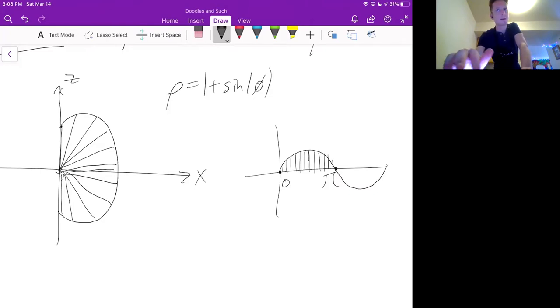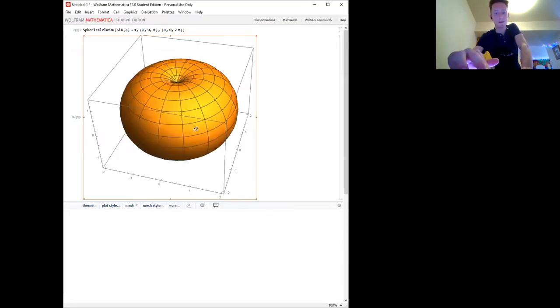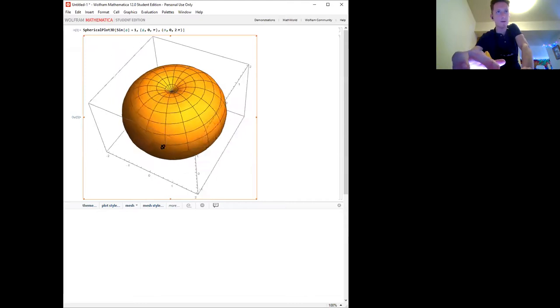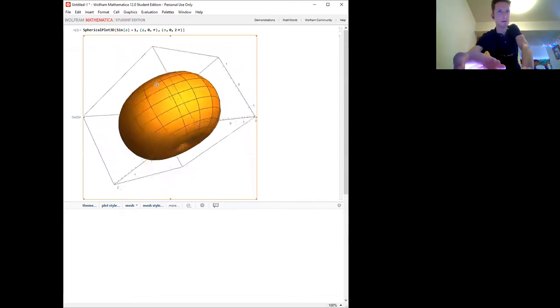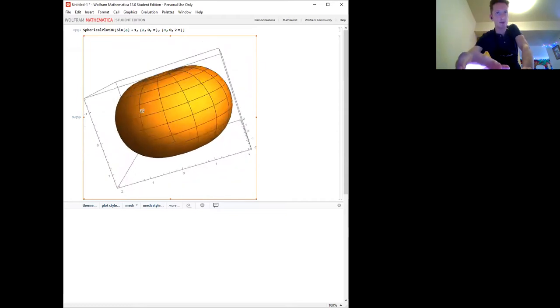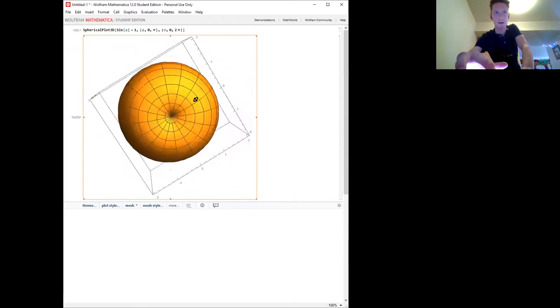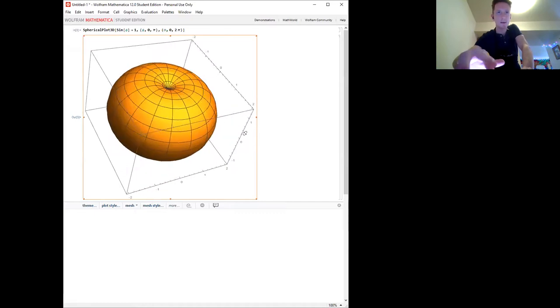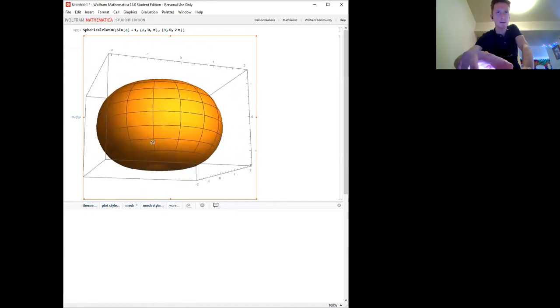But I also know it looks pretty close to that because I plotted it. Let me show you the actual picture. Hopefully now you can see this 3D model of the surface. And it is kind of apple-shaped, right? That sort of thing.